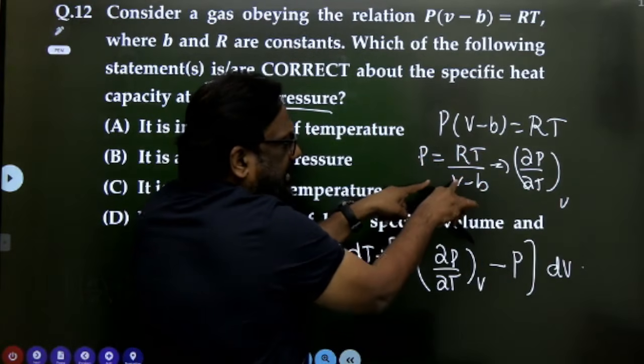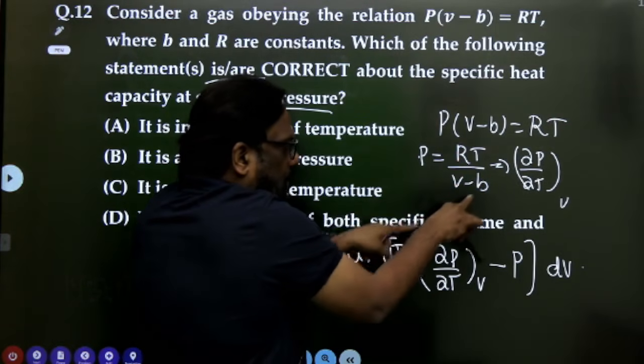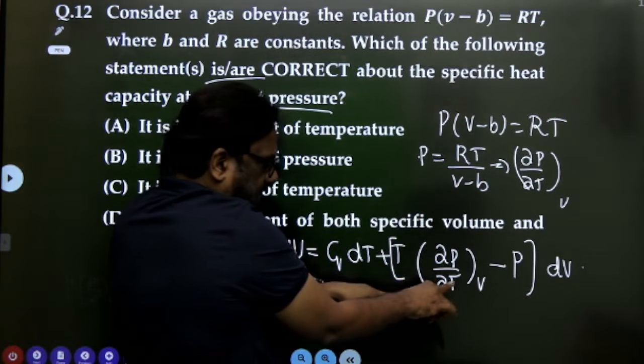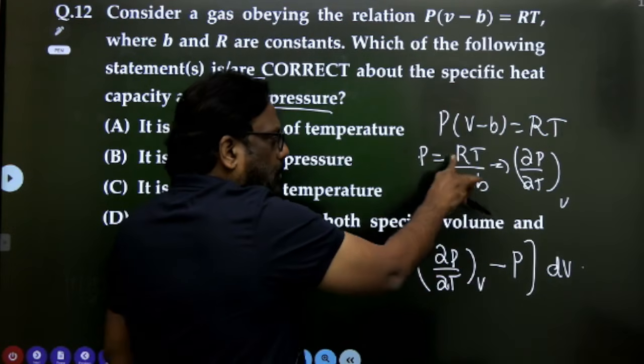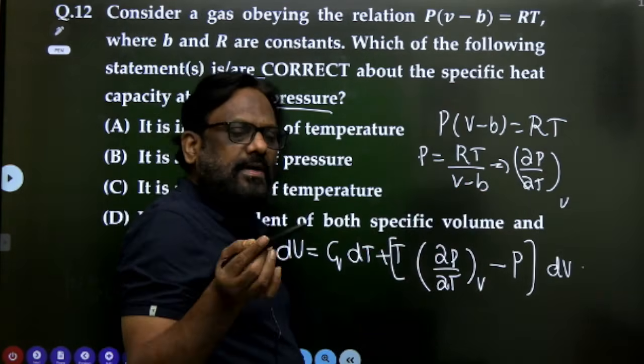Differentiate P with respect to T by keeping volume constant. Already B is constant, ये पूरा constant है, R is constant है. You are differentiating this with respect to temperature by keeping volume constant. तो dou P by dou T. सर आपको तो Cp पूछा, आप Cv क्यों कर रहे हैं?